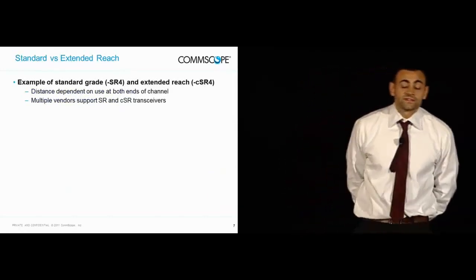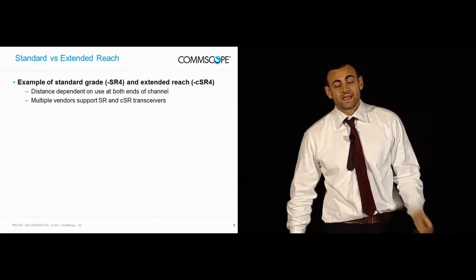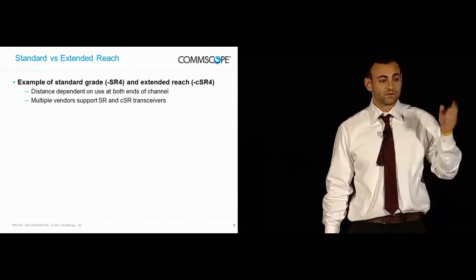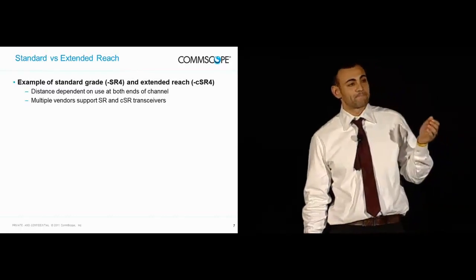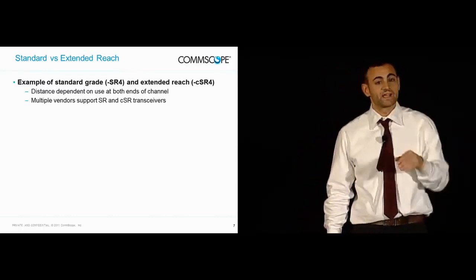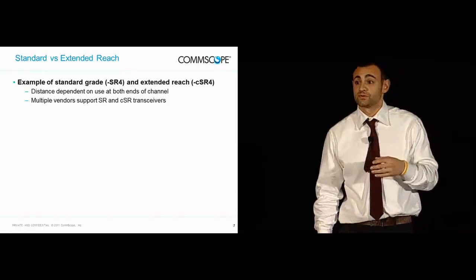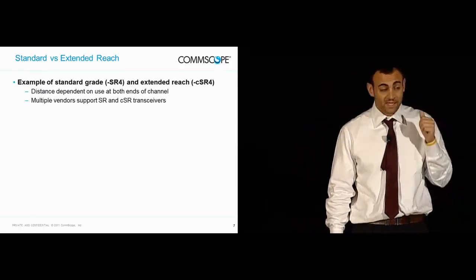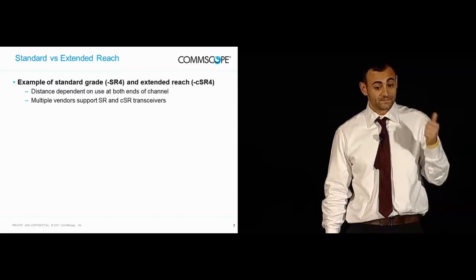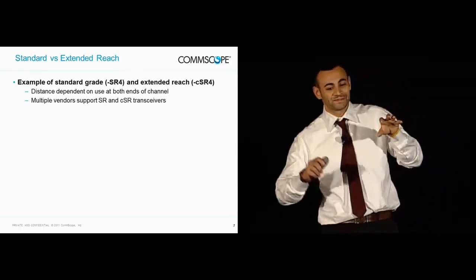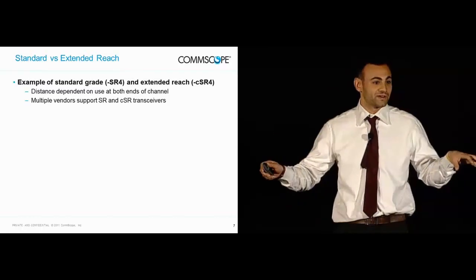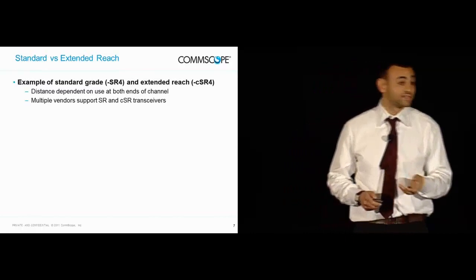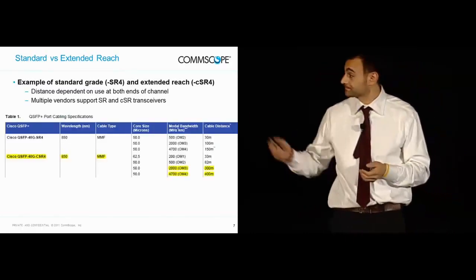So this is standard versus extended reach, and the next part of the slide is a particular product. It's a Cisco product. It shows you the actual distances that they guarantee, and there are other manufacturers that also produce extended reach QSFP 40 gig transceivers. Two key points. Distance is dependent, so you have to use the extended reach transceivers on both sides of the channel, and multiple vendors support these standard reach and extended reach transceivers.